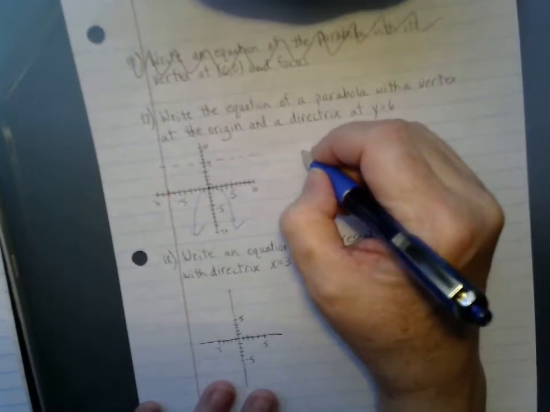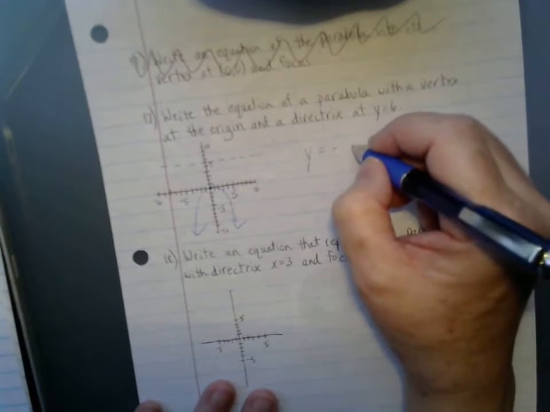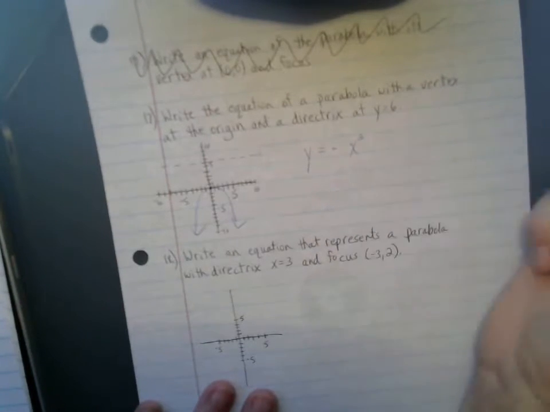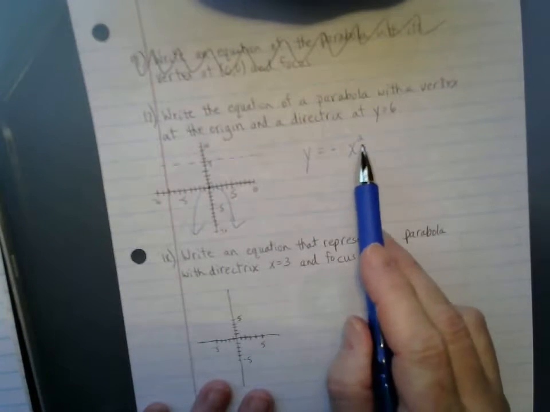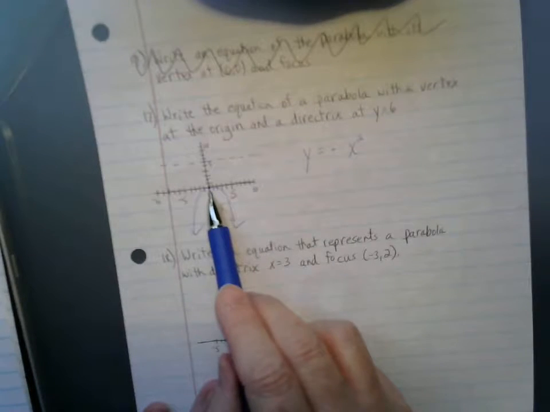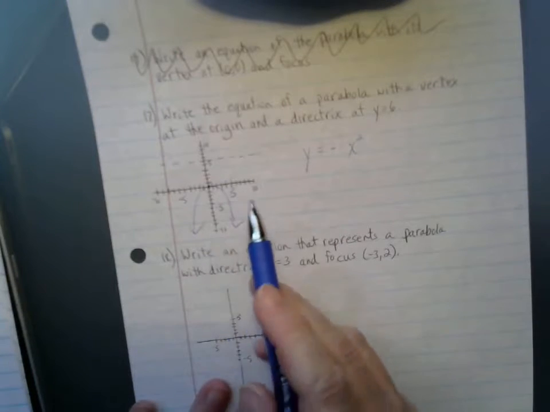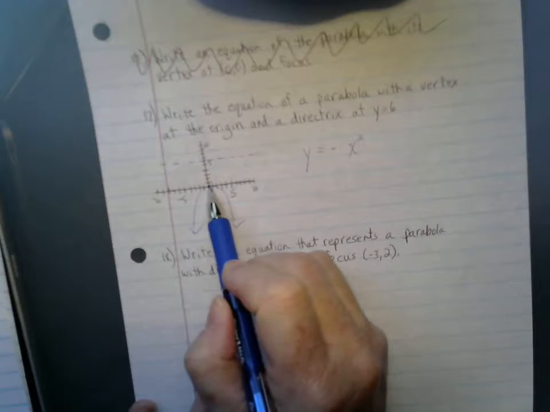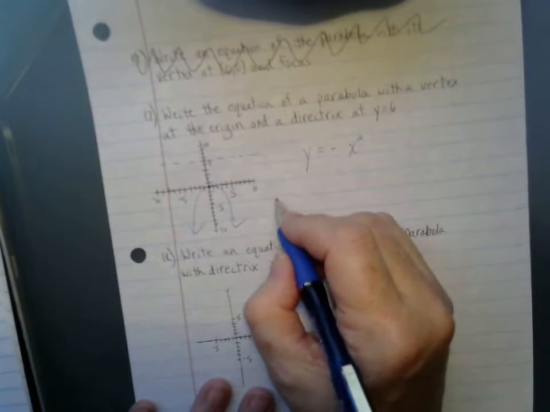So that lets us know it's going to be a y equals, and it's going to be a negative something with the x squared. The x squared isn't going to have anything in parentheses with it, and there's not going to be a number on this side because it went through the origin. So there's no extra numbers there other than your p-value. So right here, I'm going 1, 2, 3, 4, 5, 6. So my p-value is 6.